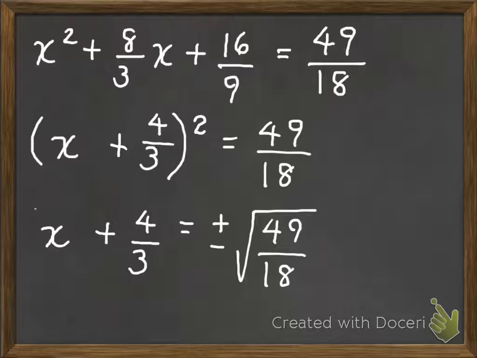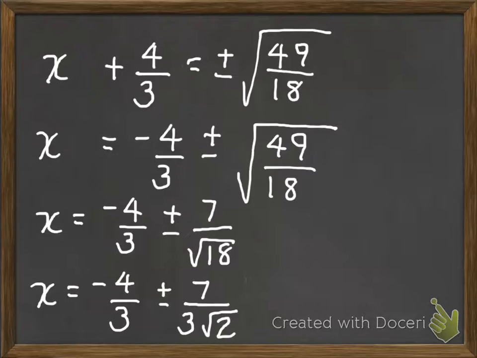So then, once we do that, we can apply the square root property to solve for x. We square root the left side, and we get x plus 4/3. Square root the right side, we get plus or minus the square root of 49 over 18. Bring the 4/3 to the other side and it changes signs. And then start to simplify the square root. Square root of 49 is 7.